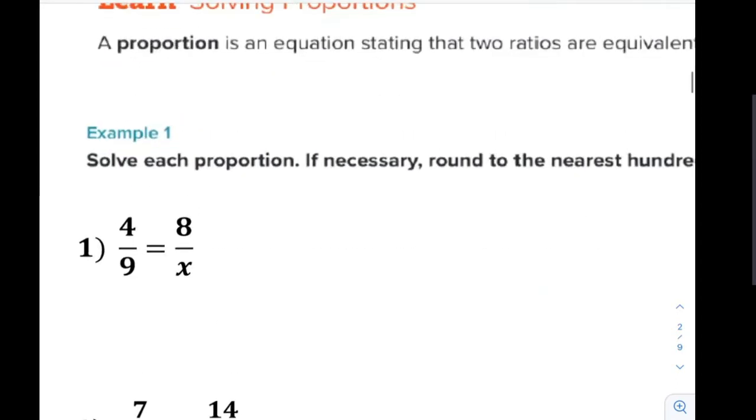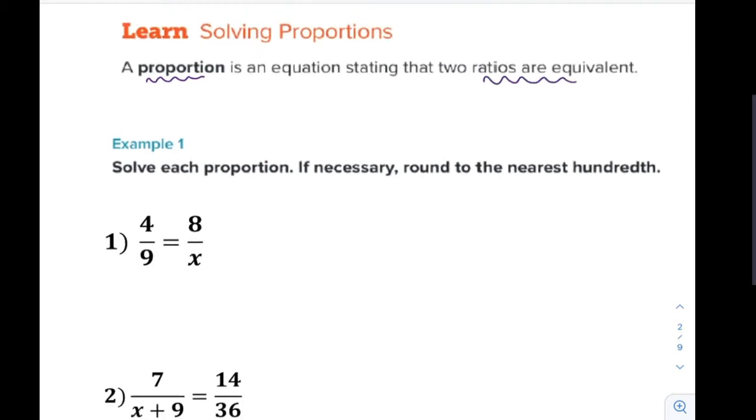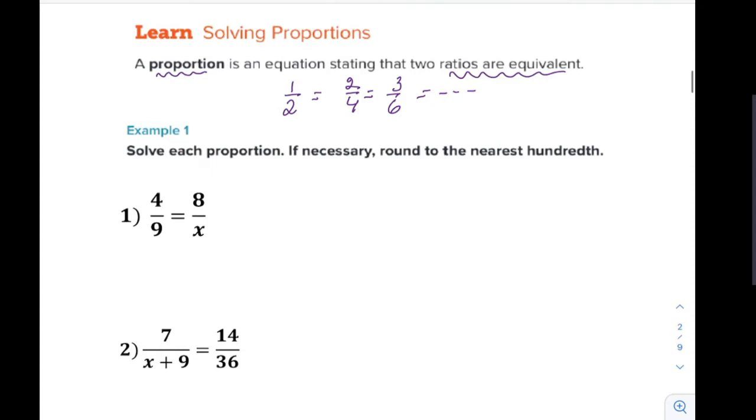ما معنى proportion؟ التناسب. Proportion is when you have two ratios are equivalent. نسبتين متساويتين. For example, 1 over 2 is equal to 2 over 4 is equal to 3 over 6, etc. We can have a proportion with an unknown. ممكن يكون عندنا تناسب مع مجهول. مثلا x over 6 equals 3 over 9.